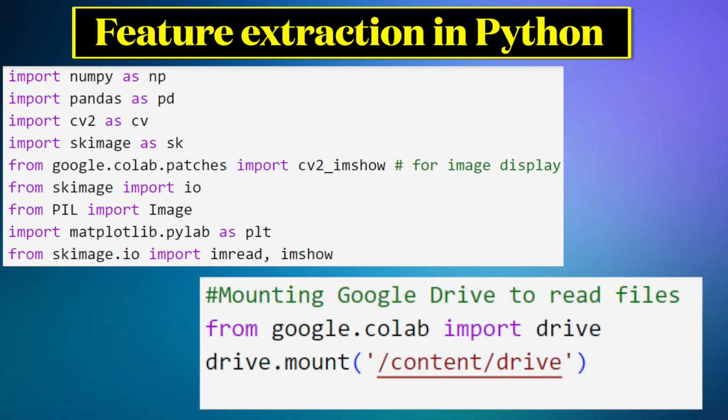To mount the Google Drive, you have to write a command: from google.colab import drive, then drive.mount('/content/drive').